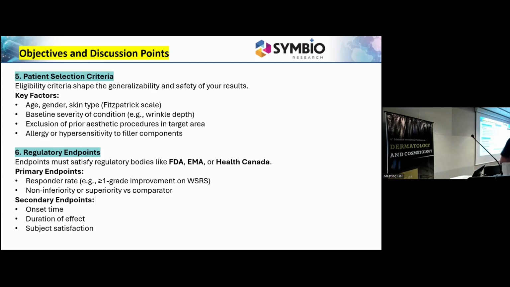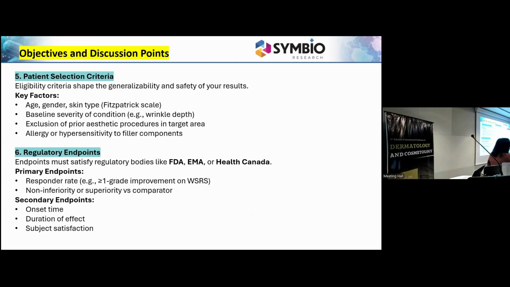Next is regulatory endpoints. The regulatory endpoints that we are creating must satisfy the regulatory boards like FDA, EMA, and Health Canada. There are already some guidelines for aesthetic clinical trials from the FDA, from the EMA, as well as from Health Canada. To align your clinical trial with these guidelines is very, very important. Otherwise, there could be repercussions right from the start, that is, the development of the protocol.